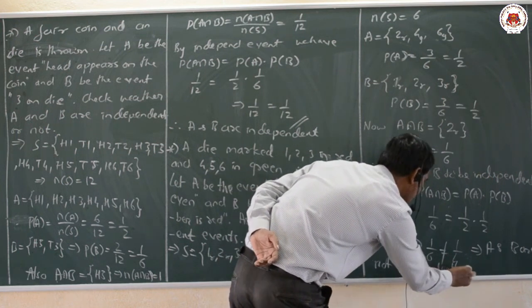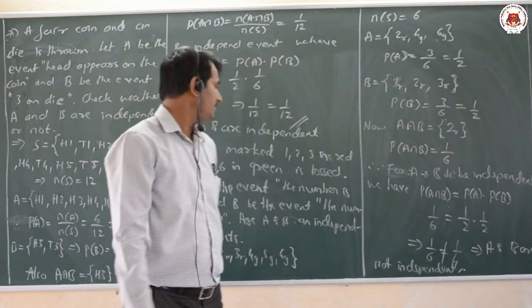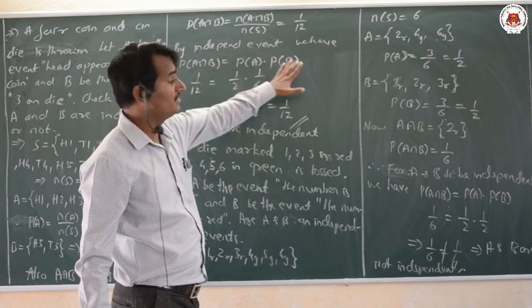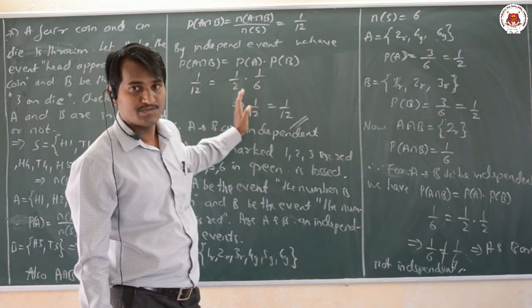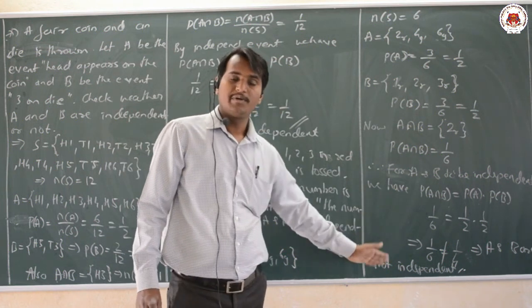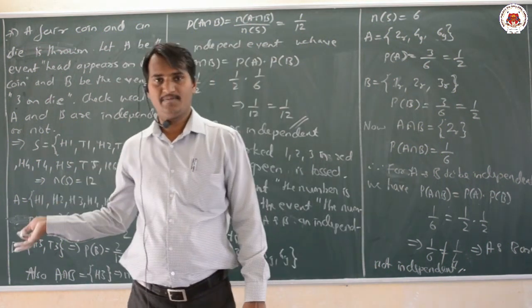That is the simple logic behind this problem. Independent means P of A intersection B should be equal to P of A into P of B. LHS should equal RHS, but that doesn't happen in this case. Therefore it is not independent, whereas in the first problem it is independent.